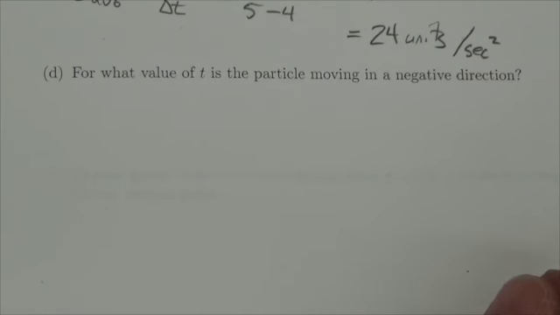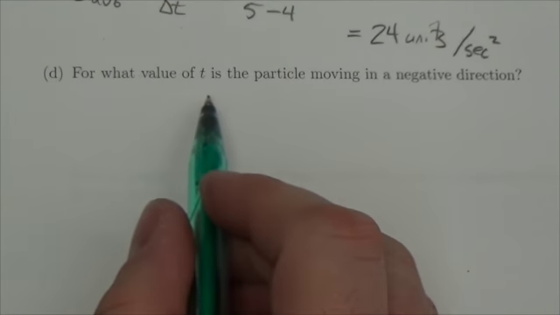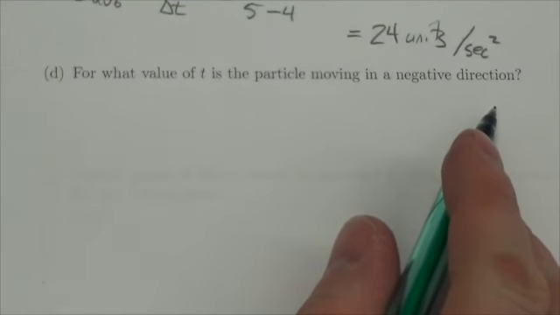All right, hi everybody. This is the Math 31 applications review. This is question 1D. For what value of t is the particle moving in the negative direction?